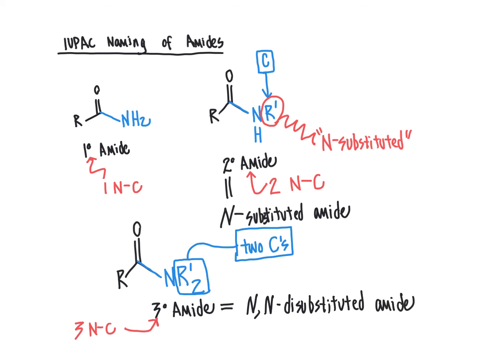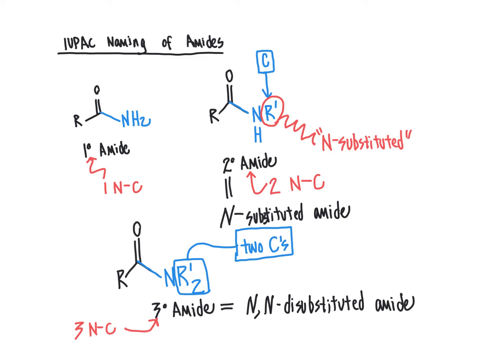And as an N,N-disubstituted amide, that's referring to the fact that this nitrogen is directly bonded to two carbons other than the carbonyl group. So when we are naming amides, the rules for naming these different amides are going to vary just a bit based on whether you're dealing with a primary, secondary, or tertiary amide.